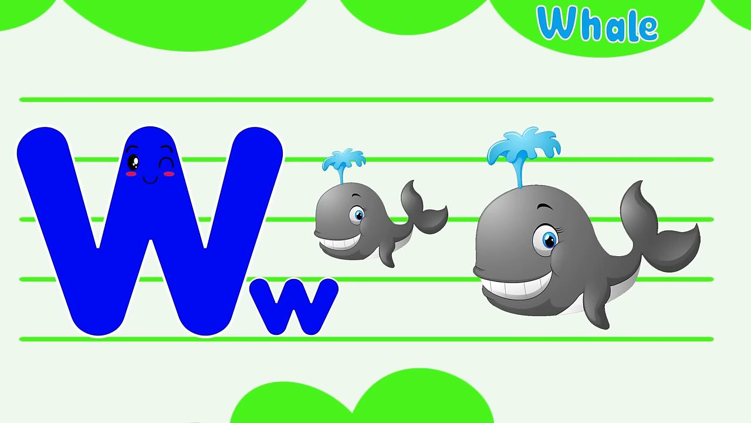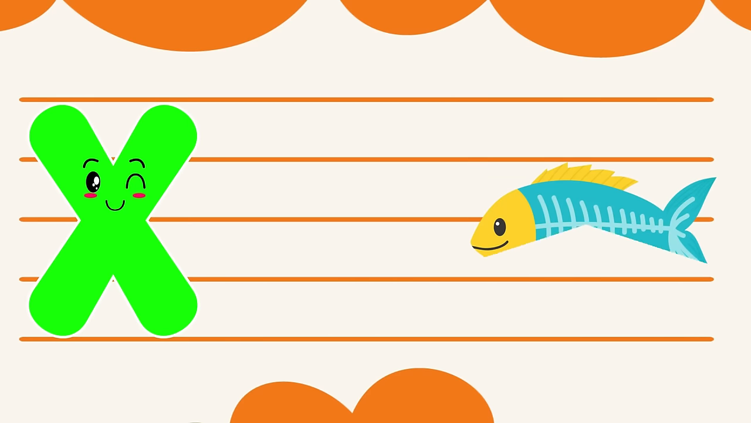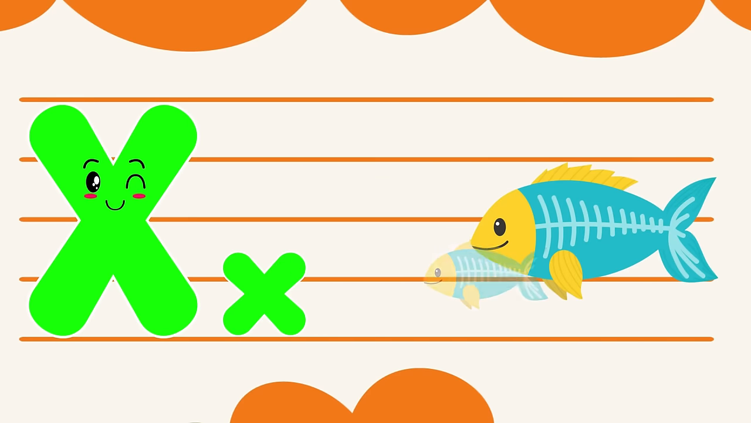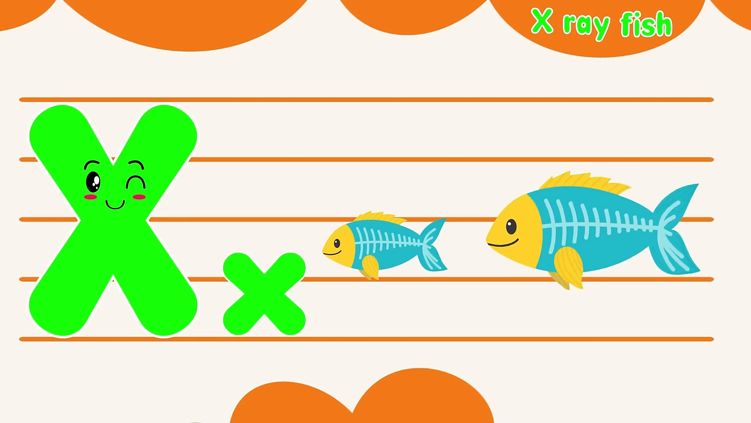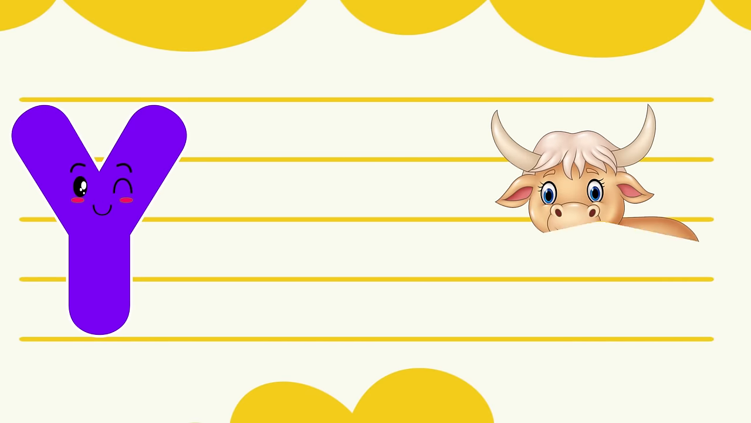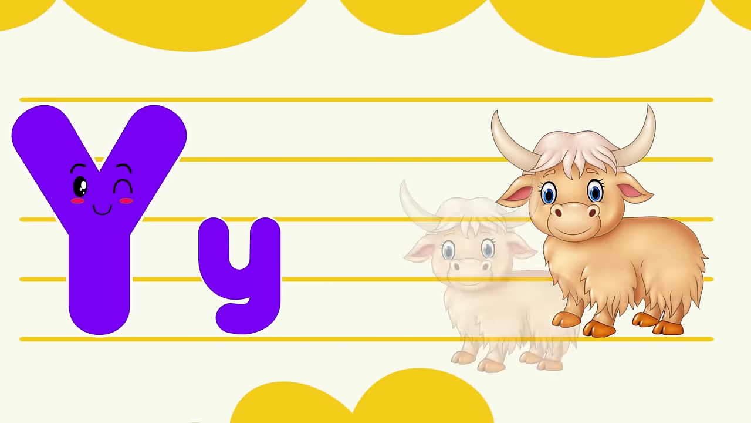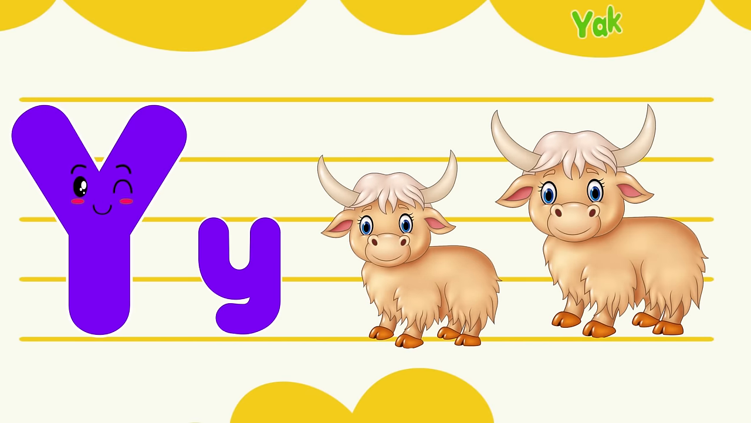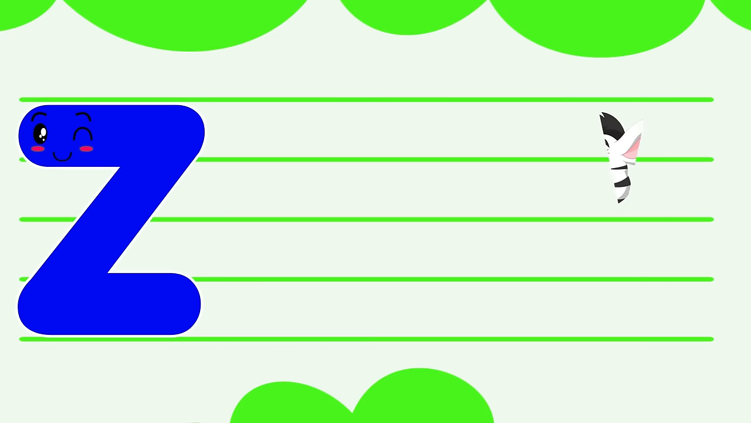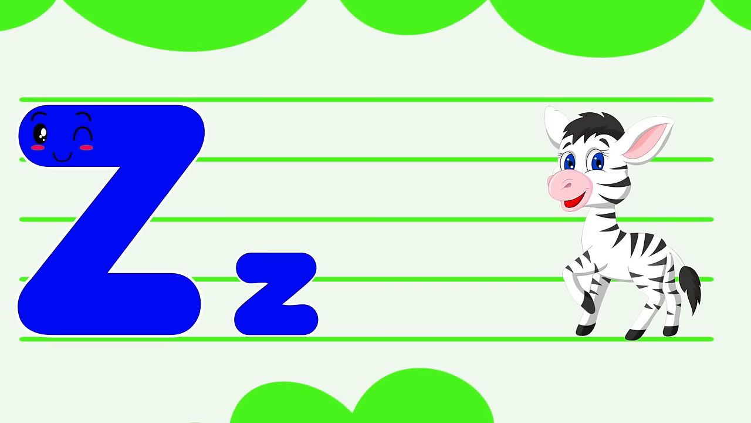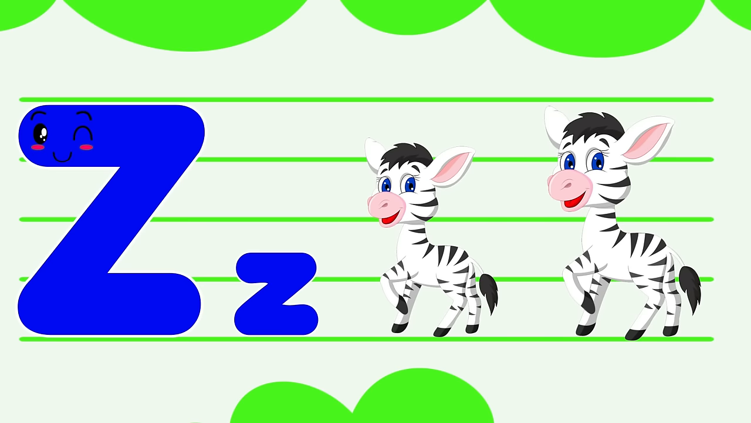W, whale. X is for x-ray fish, x, x, x-ray fish. Y is for yak, y, yak. Y, yak. Z is for zebra, z, z, zebra. Z, zebra.